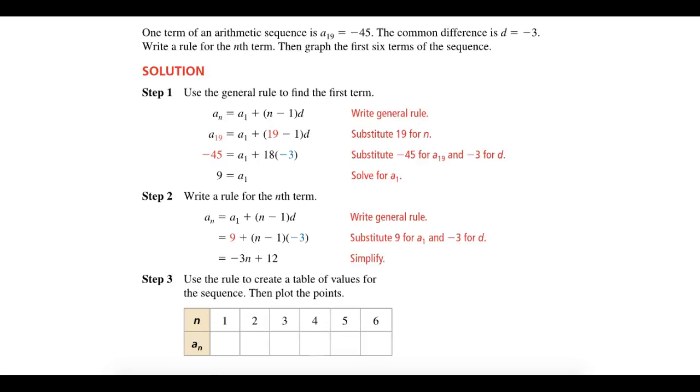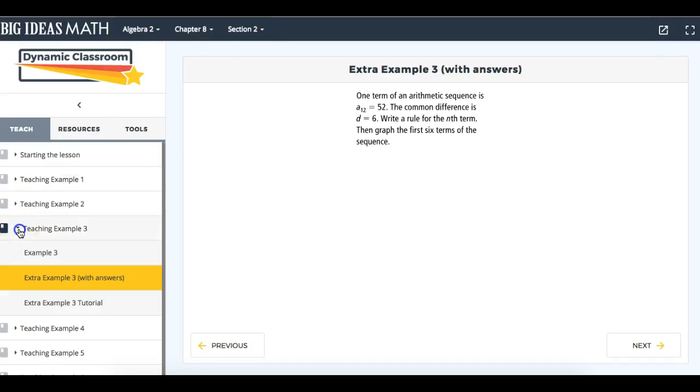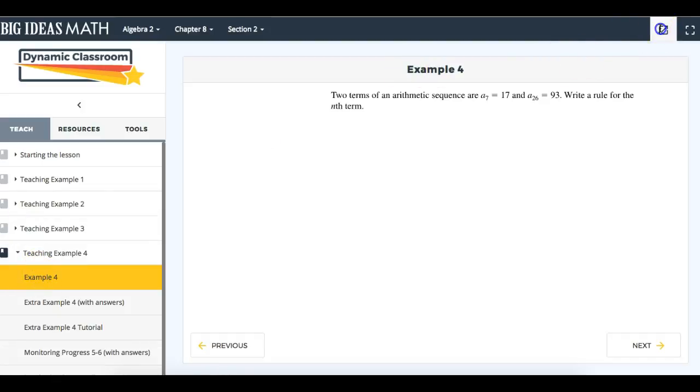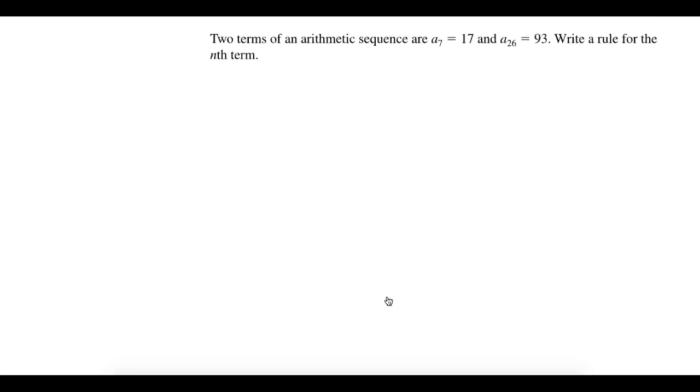All right, so for the next one, I'm going to look at this next example with you guys. So we've looked at problems where you knew the first term and you knew the common difference. Last time you knew the common difference, but you knew a term later on in the sequence. Here, you don't know the difference. You don't know the first term. All you know are 2 terms in the sequence. And we still want you to write an nth term rule.